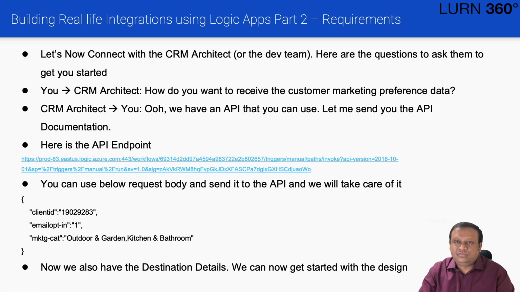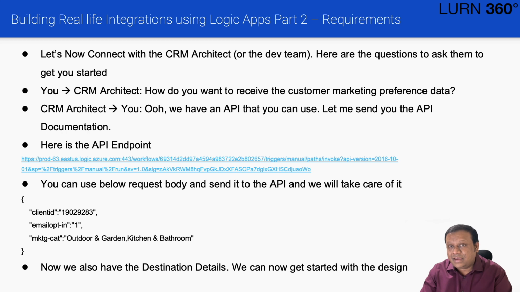Let's go and connect to the destination, which is your CRM system. So let's go and speak to somebody from the dev team or somebody who is the owner of this system. Let's ask them the relevant questions so that we also have enough details for the destination systems. You go and ask the CRM architect or the business analyst, whoever is on the CRM side, how do you want to receive the customer marketing preferences? You have to pass this, but how do they want to receive it?